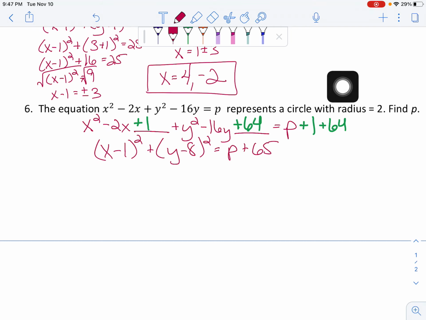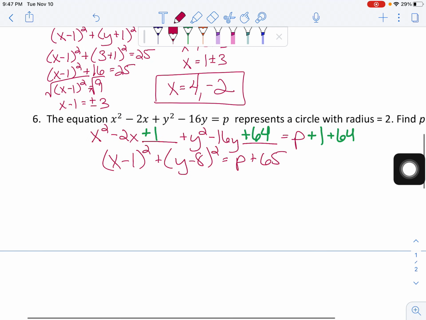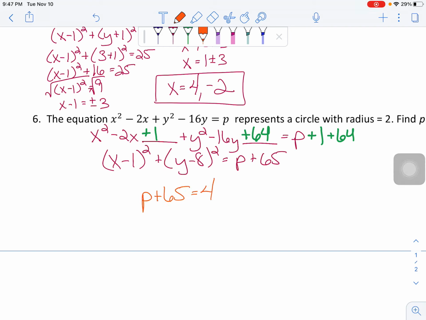Okay. Now, this is supposed to represent a circle with a radius of 2. So this part of the problem, this p plus 65, is supposed to be equal to 4. Remember, the radius squared is what this is supposed to be equal to in standard form. So that's what I'm going to make a little equation out of, right? p plus 65 is supposed to equal 4. So if we solve this, subtract 65 from both sides, we would get p is equal to negative 61. And that is your final answer.